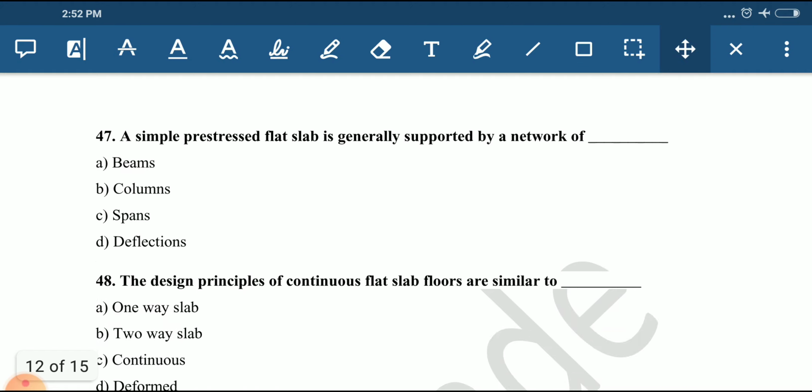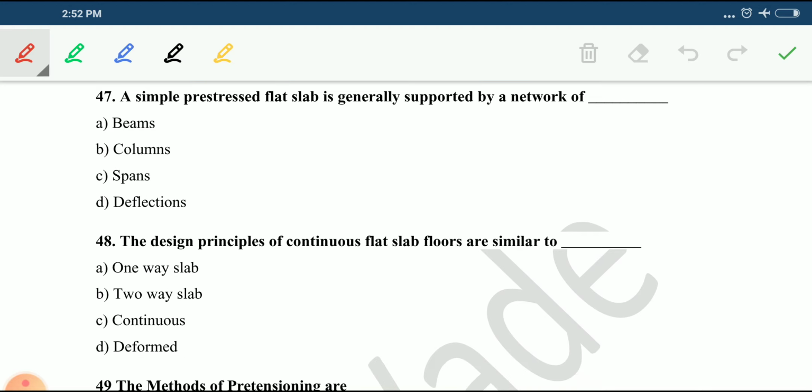The simple pre-stressed flat slab is generally supported by a network of what? It is supported by beams, columns, spans, or deflections. Definitely flat slabs are directly supported on columns. The answer for this question will be B. B is the correct answer.